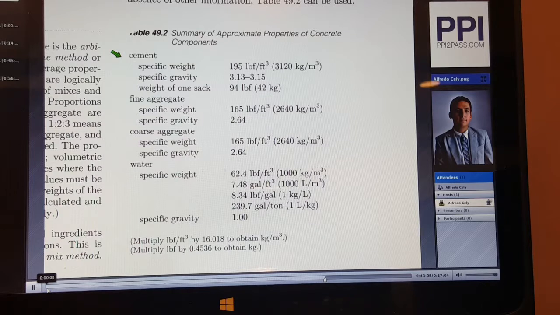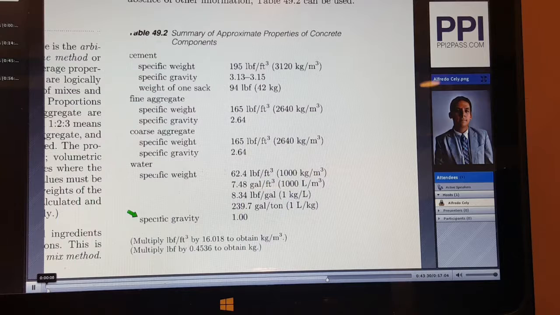So we have cement, we have the specific weight of cement, the specific gravity, and the weight of one sack. We have fine aggregate, the specific weight, the specific gravity, coarse aggregate, specific weight, specific gravity, water, specific weight, measured in many different units, and a specific gravity.